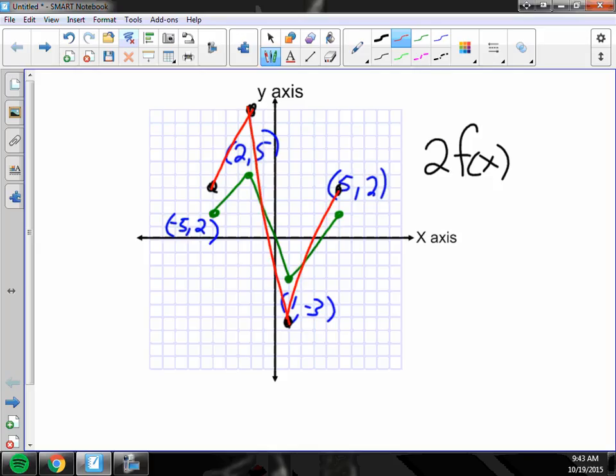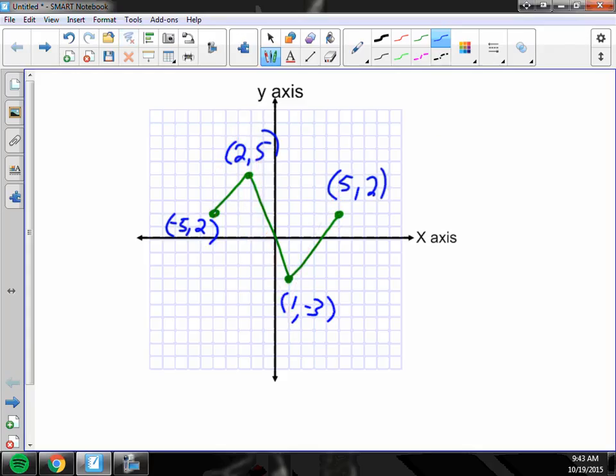what happened? Well, my original y values, so this value, this value, this value, and that value, the distance from the x-axis doubled. So I can take this space, oh, they're all connected, sorry. So that was a double, this was a double, that was a double, and that was a double.